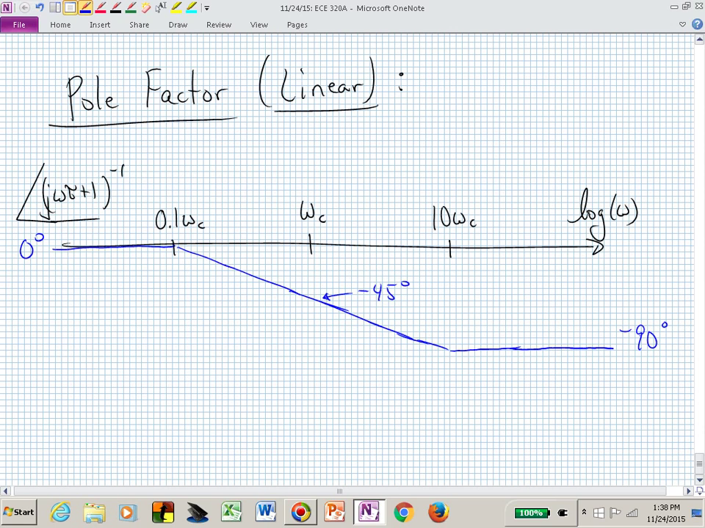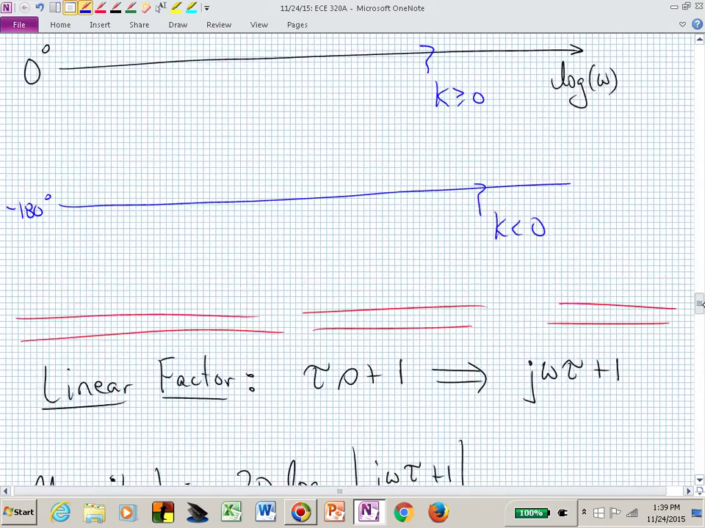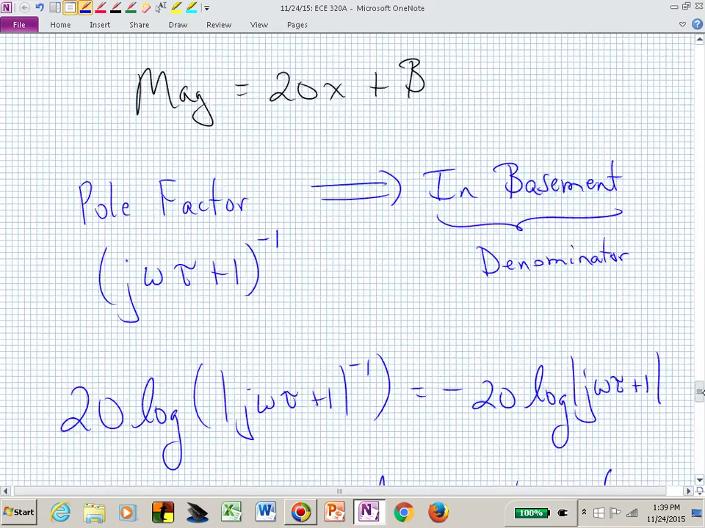Are we ready to put all these pieces together? What was our phase for a constant? If it was a positive constant, what did we have? 0. So this would be the phase response. So now if we put in an excitation right at the break frequency, what's going to happen? And let's say that our gain was 1. So K was 1.